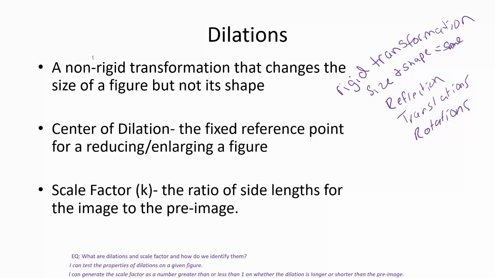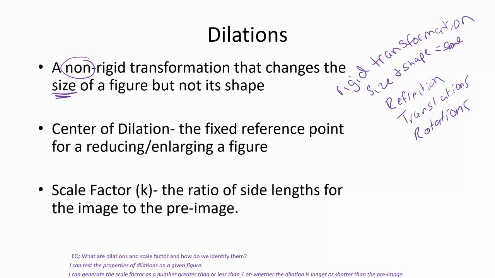Okay, so what we're talking about is a non-rigid transformation. So that means it's going to change the size, but it's going to be the same shape. So you're going to start with a triangle and it's going to look like the same shape. The only difference is that it's going to be a bigger size. So it's either going to blow it up or shrink it. It's going to make it bigger or smaller.